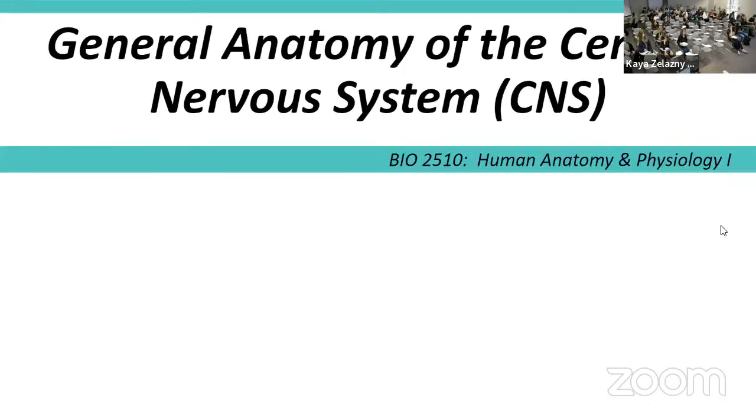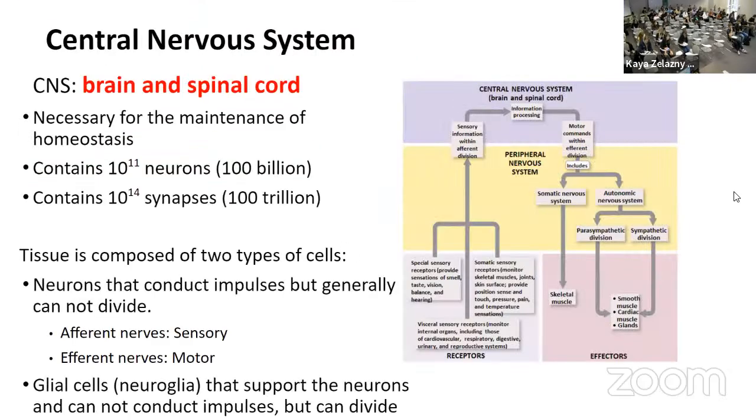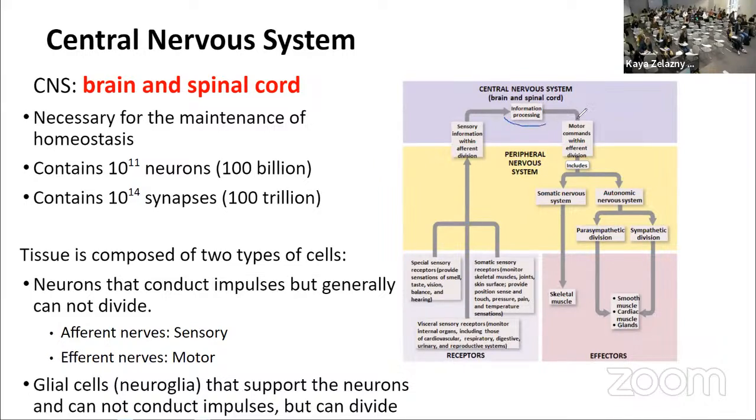We're going to move on and talk very briefly about the central nervous system so that we can spend all our time in the peripheral nervous system moving forward. So you've started to look at the central nervous system in lab. Your central nervous system, should not be a surprise, is made up of your brain and your spinal cord. Your brain and your spinal cord are responsible for information processing. Right? They're necessary for maintaining homeostasis.